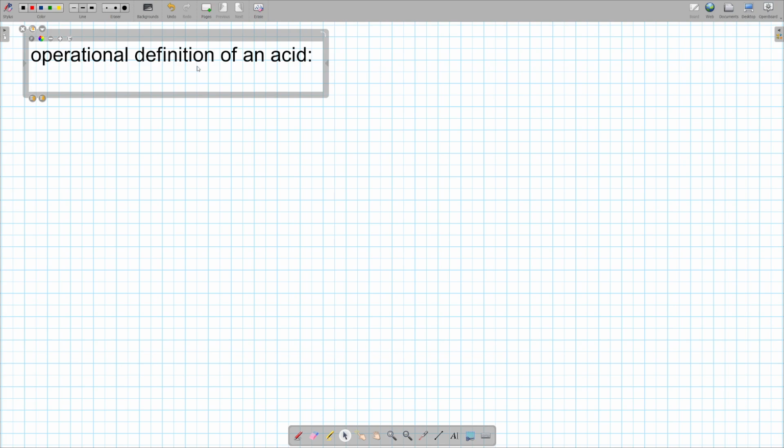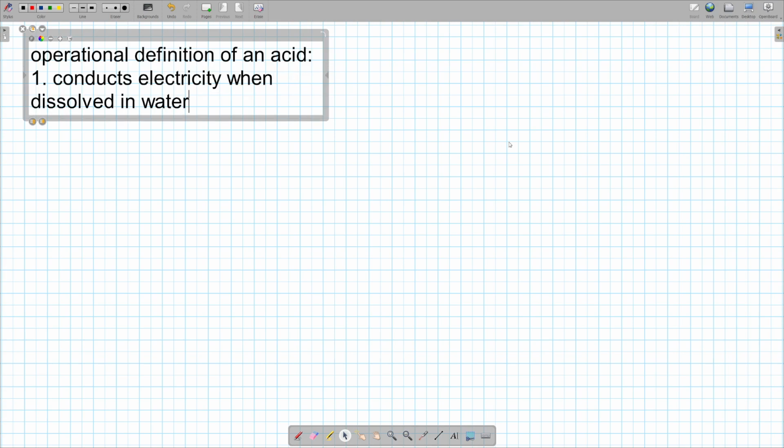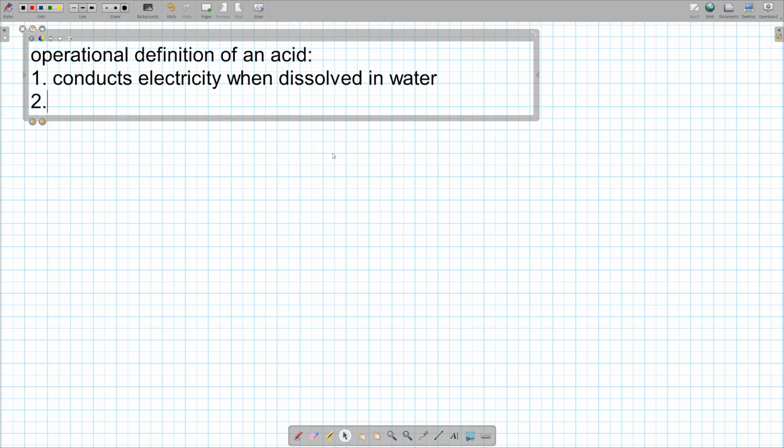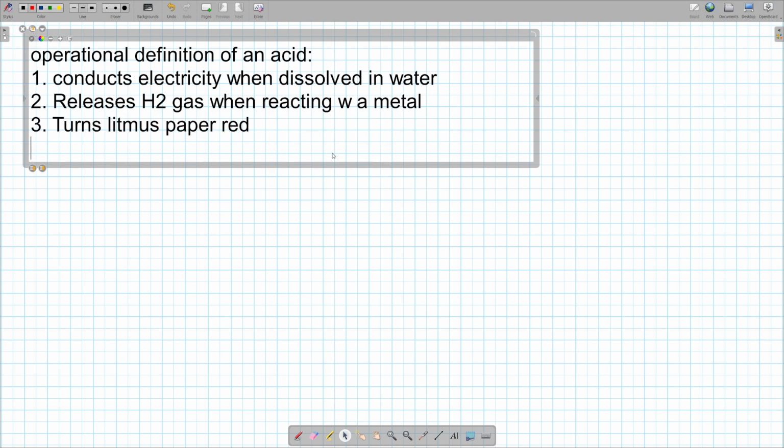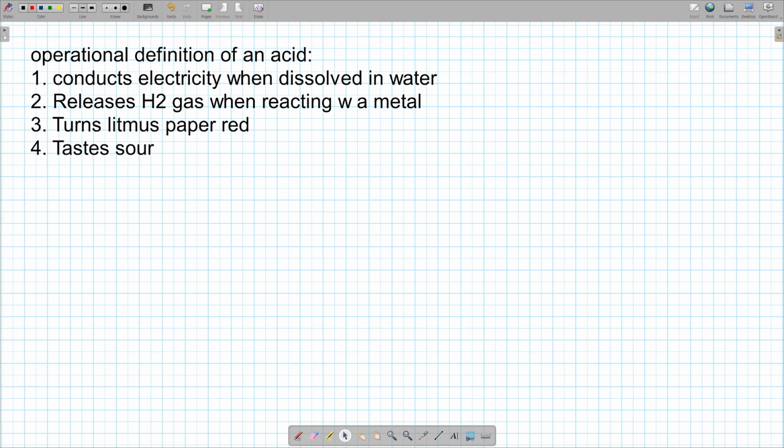The first thing you need to know: it conducts electricity when dissolved in water. Second one, it releases H2 gas when reacting with a metal. We're going to do this in a sec. Third, it turns litmus paper red. And 4, it tastes sour. That's the operational definition. Then you have the conceptual definition of an acid.